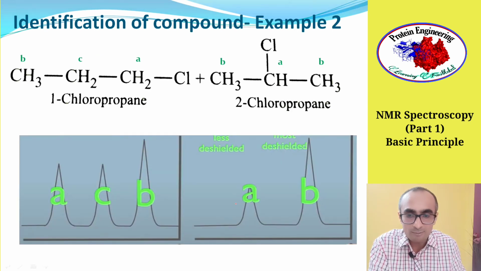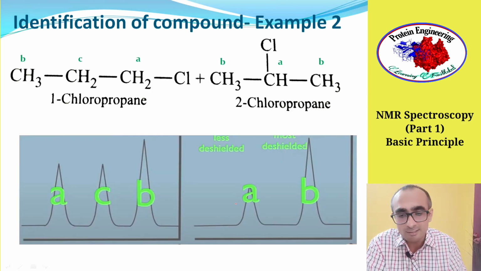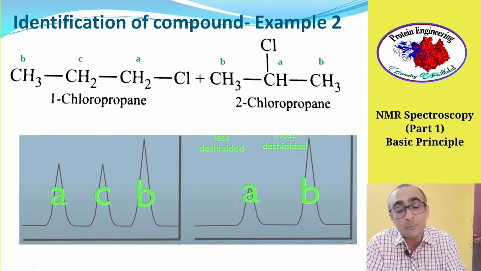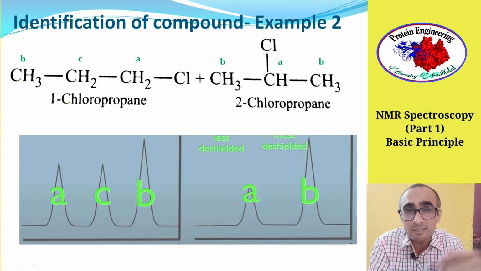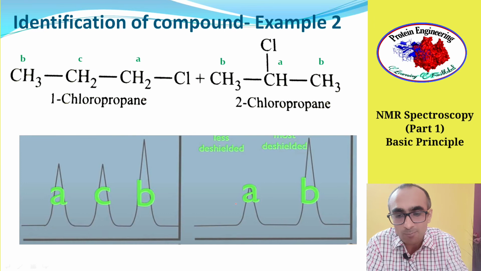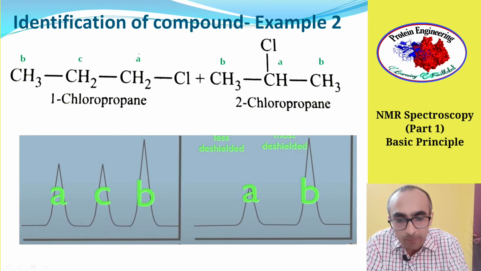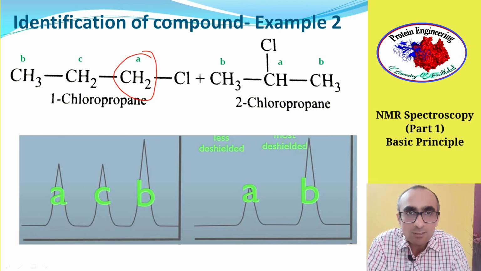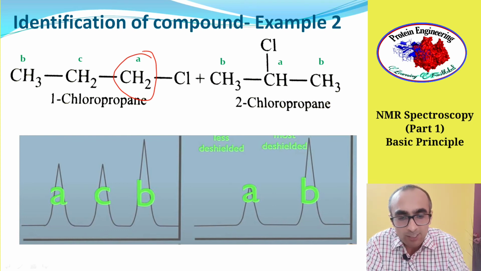So for that, we just look at how many peaks 1-chloropropane or 2-chloropropane would give in NMR spectroscopy, where you're detecting H1. So basically H1 NMR. You see here you have this CH2 group. These 2 protons are in equivalent positions, so they will give one peak. We are calling them A-type. They have a neighboring Cl atom.